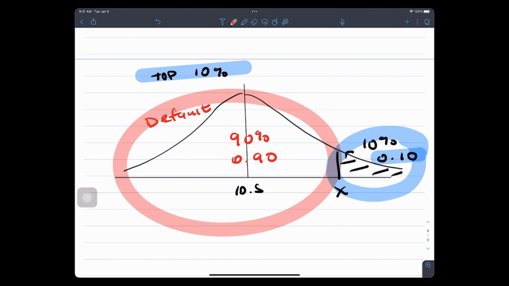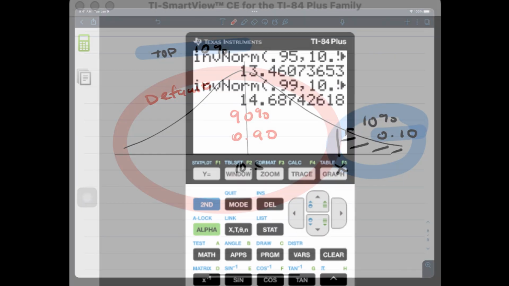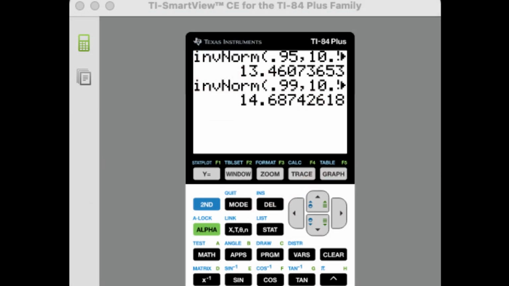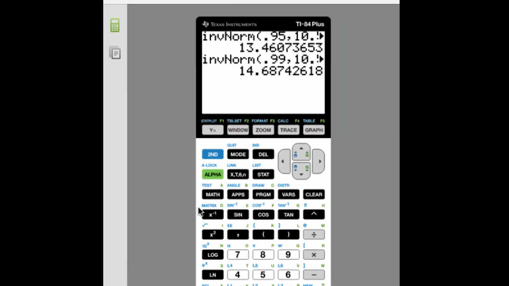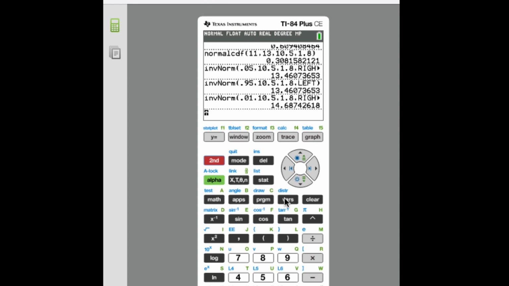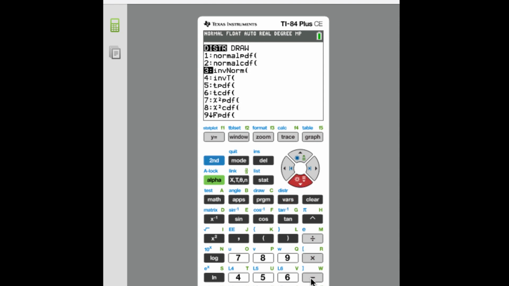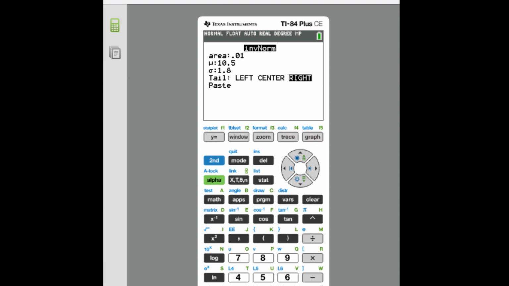Let's verify that these are the same, okay? So we're gonna try this out. I'm not gonna do the default first. Second distribution, inverse norm. Remember, this is going to be 90%. This is area to the right. This is not the default because I have a fancy dancy calculator. Oops, sorry. I made a mistake. It's not 90. It's what? 10. I got a fancy dancy calculator. 10% is in the right tail.